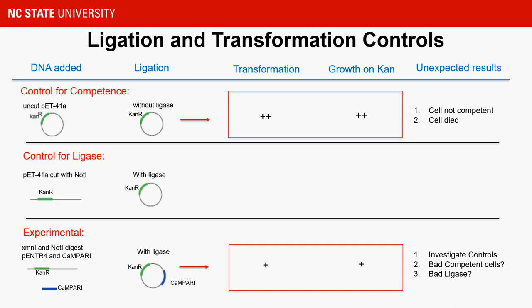In order to control for ligase, we will use a single-cut pET41A plasmid. Following ligation, we will expect a moderate transformation and growth on the selection plate. If we observe no clones, we can suspect the DNA ligase went bad.